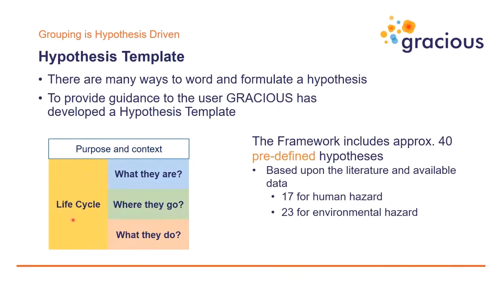You then need to consider the life cycle stages that are most relevant to your risk assessment. So is it during production, use, or release of your nanoform into recycling or disposal? And then you need to consider these 3 questions: what they are, which covers physical and chemical characteristics; where they go, so where they go in the environment and where they go in the body; and then what they do, so their hazards. So we actually have 40 predefined hypotheses within the GRACIOUS framework, 17 for human hazard and 23 for the environment.